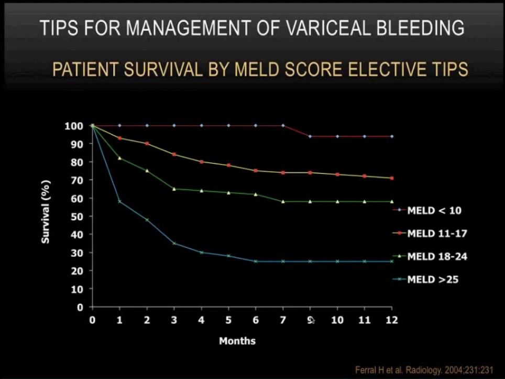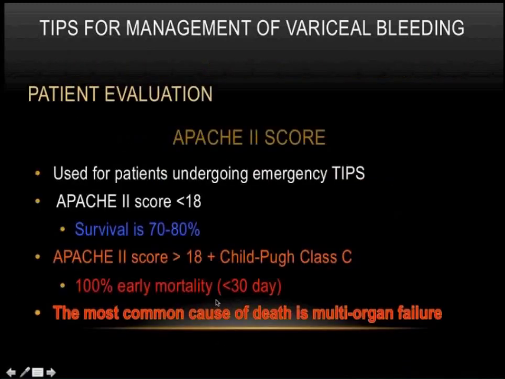So this is a really well-known paper from Dr. Farrell, where he's showing that the higher the MELD score goes, of course, the higher the mortality. So what about the APACHE II score?